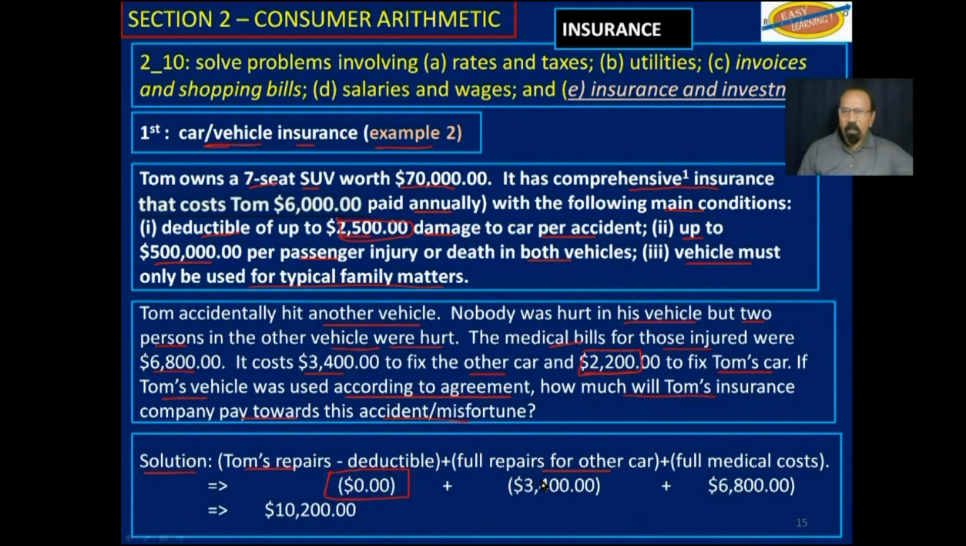Now, repairs for the other car is $3,400, and then full medical cost is $6,800. Now, we are assuming that Tom is wrong. He hit the other vehicle. So the insurance company for the other vehicle doesn't have to pay any money. Okay, so Tom's insurance company is expected to pay $10,200 towards this accident and medical cost.